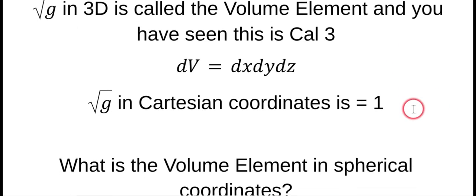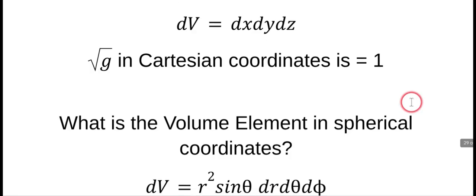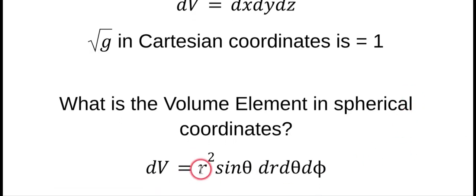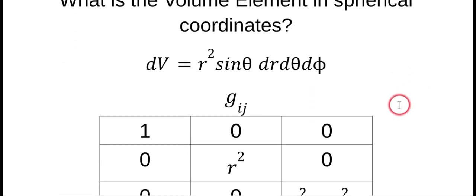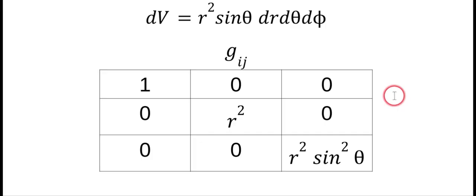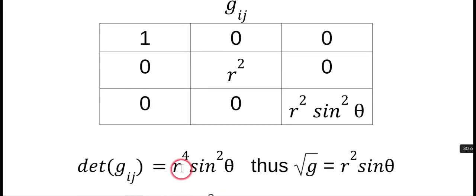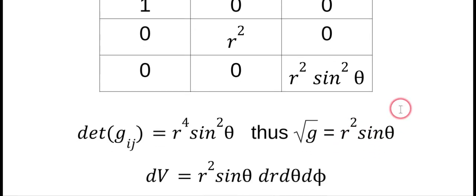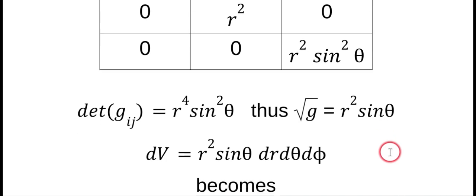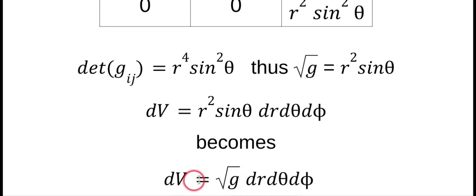Okay, what about the volume element in spherical coordinates? Do you remember this? Where it was r squared sine theta dr d theta d phi? Well, what is the metric tensor in spherical coordinates? It's this. What's the determinant of that? R to the 4 sine squared theta. What's the square root of that? R squared sine theta. So it's there. It looks like this. That is this.